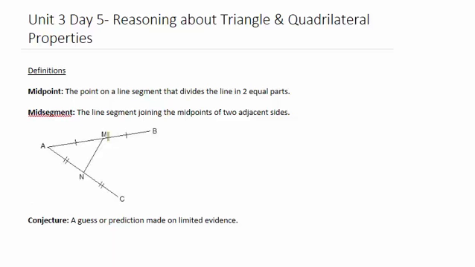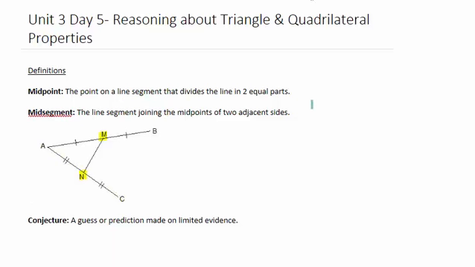On this diagram here, you can see that M is the midpoint of line AB because it's the point on the line segment that divides the line into two equal parts. Likewise, N is the midpoint of line AC because you can see it's the halfway point. It divides into two equal parts.